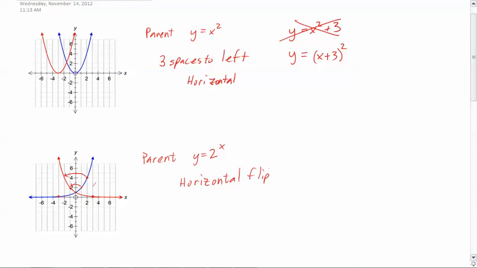Now think back to what we've been doing. What causes a horizontal flip? Well, you may remember that a flip is caused when there's a negative. Now, where is that negative going to be? Because I can think of a couple of places where I could put it. I could put it in the front of the 2, or I could put it right in front of the x. Now, if we want it to be horizontal, where does the negative need to be? It needs to be applied to the x. And so that means it's going to be y equals 2 to the negative x power. That would cause a horizontal flip. There we go. Done.